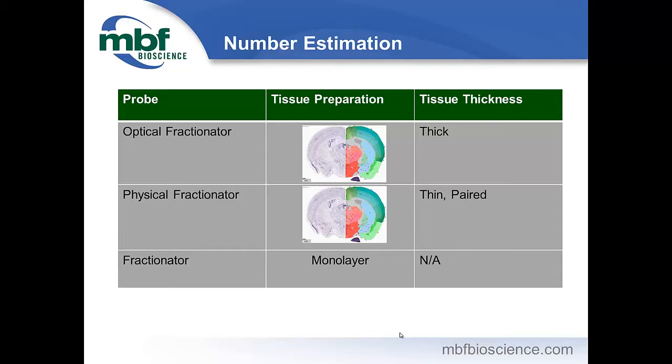So if you're counting synapses, you might prefer to actually use the physical fractionator, pairs of thin sections. If you are working in a monolayer, you can use the fractionator method, and in this case there is no tissue thickness since the cells are associated in a monolayer. So those are the 3 probes we recommend for estimating numbers of particles.